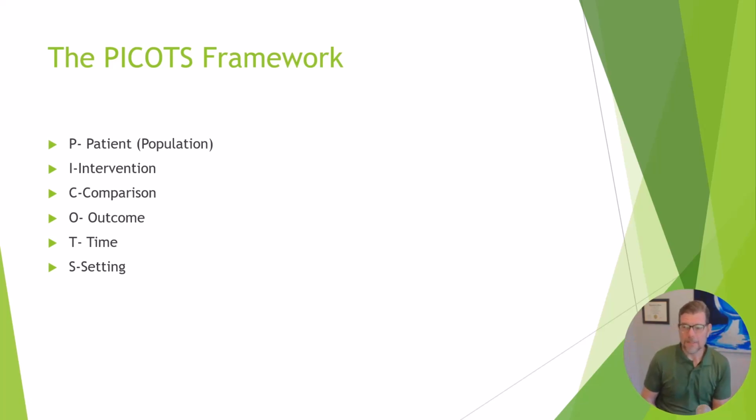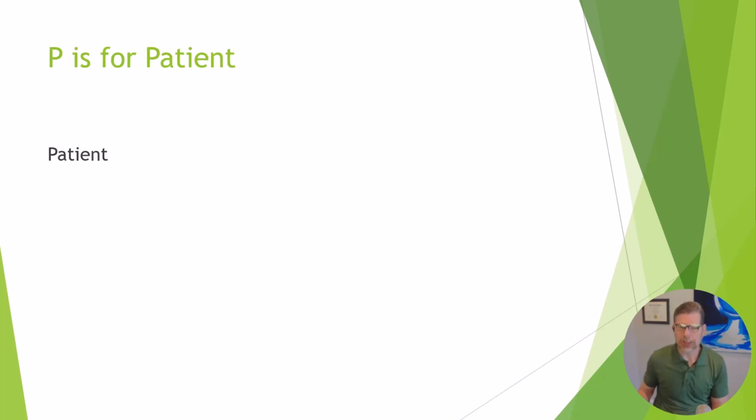Then we have an outcome, the thing that we're looking to change. Then we have the time: how long do we think it's going to take in order for it to change, or how long are we going to give it in order to change? And then we have the setting, where it is that we're going to be taking place. Let's take a look at each individually in greater detail.